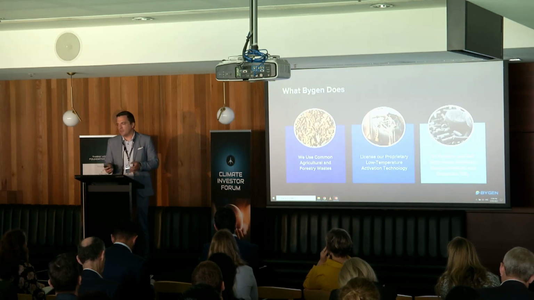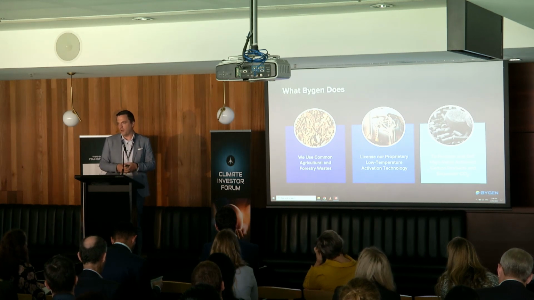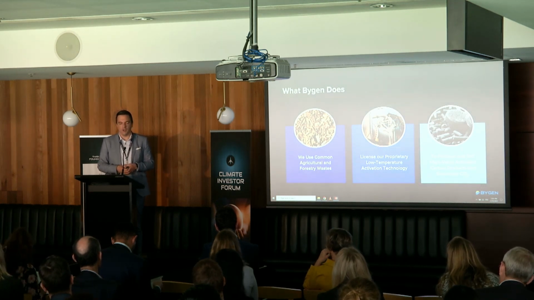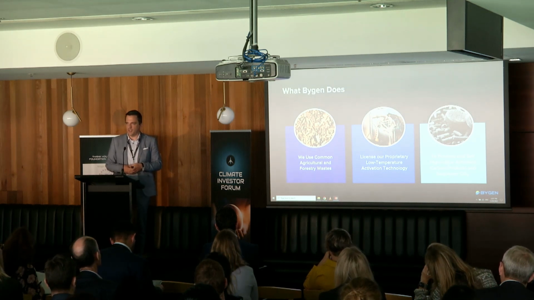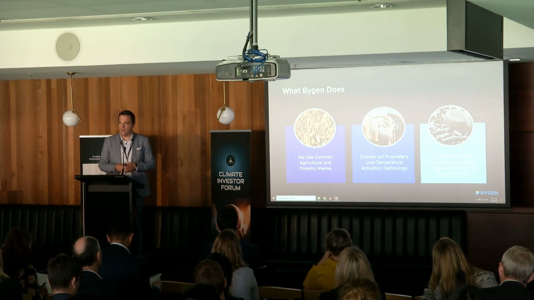So how do we do this? At Bygen, we take common waste streams from the agricultural and forestry industries, like nutshells, sugarcane residues, and sawdust. We use our novel low-temperature activation technology to then convert those waste streams into high-value activated carbon, while also sequestering CO2.